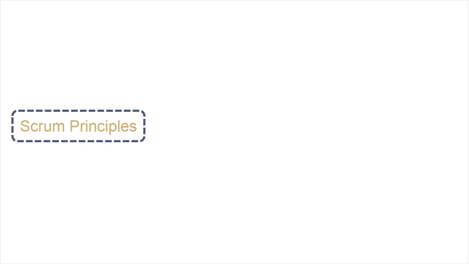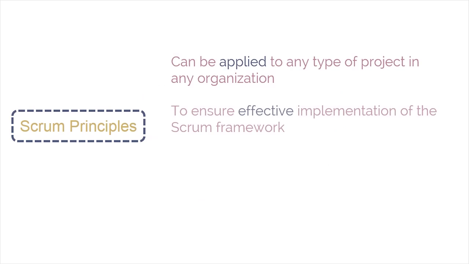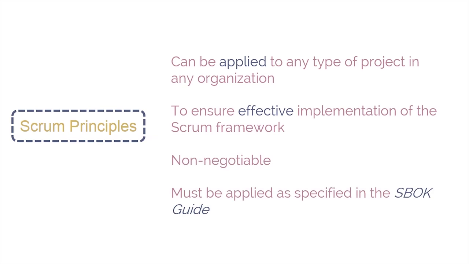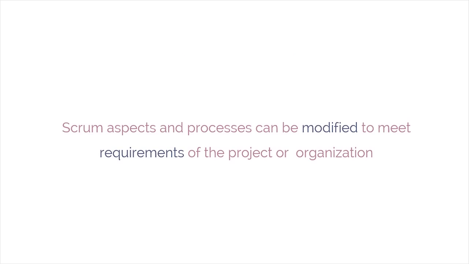Note that Scrum principles can be applied to any type of project in any organization and should always be followed in order to ensure effective implementation of the Scrum Framework. Scrum principles are non-negotiable and should be applied as specified in the SBOK guide. Keeping the principles intact and using them appropriately instills confidence in the Scrum Framework with regard to attaining the objectives of the project. On the other hand, the Scrum aspects and processes can be modified to meet the requirements of the project or the organization.